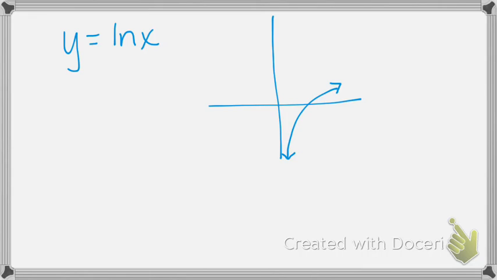So if that's the natural log graph, how would you find its derivative? It's all positive. Does it start off big or small? Big. So kind of like that. Do you agree?